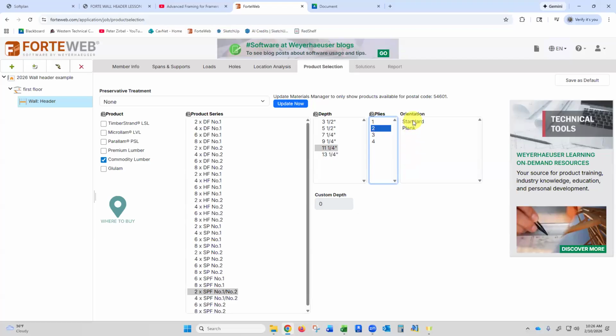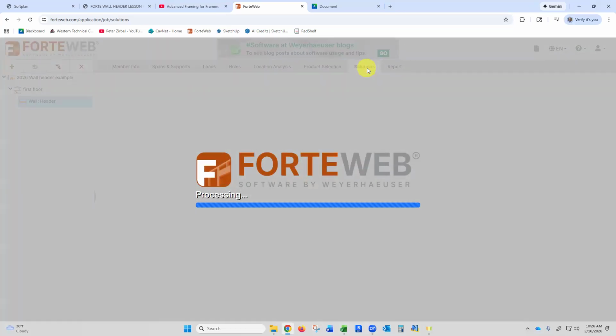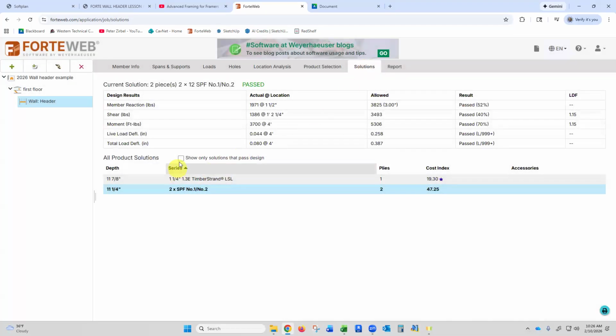And then we've got standard orientation. It's not like a diving board where the 2x12s are laying flat. They're up and down. So then we do the solutions. And we said only show solutions that pass design. Since we only had one, that's fine, but I always like to get in the habit of looking at that.